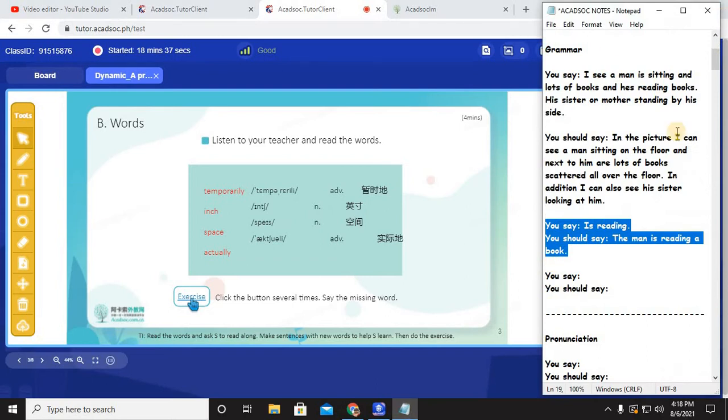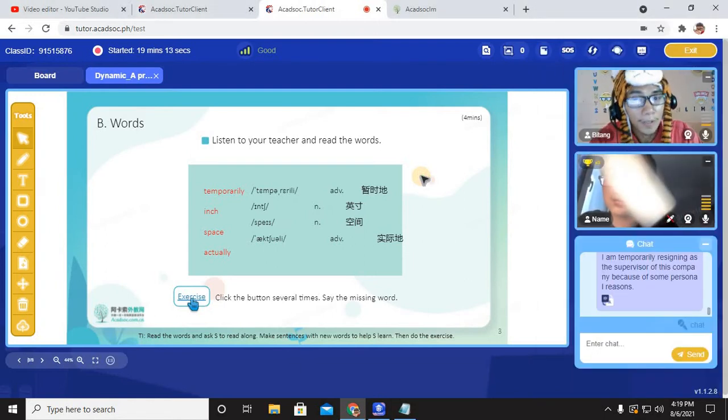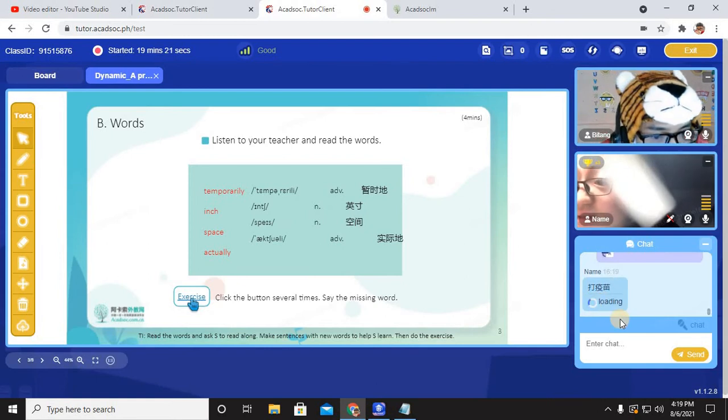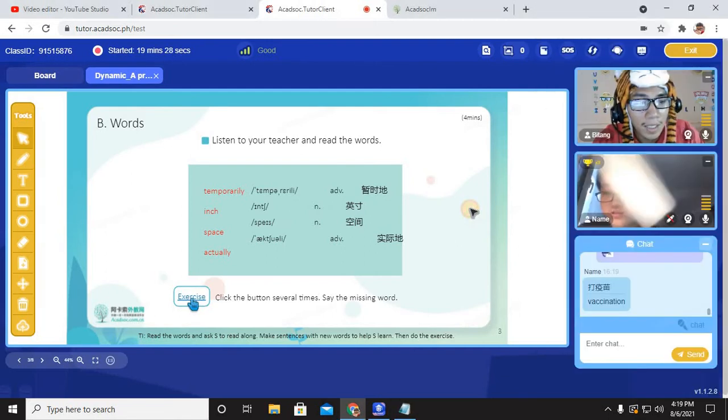Can you give me a sentence, please? Using the adverb temporarily. I am temporarily leaving school because I need to get the what? All right, I just type it. Okay, that is a very good sentence. I am temporarily leaving school because I have to be vaccinated. All right, so let me type it.